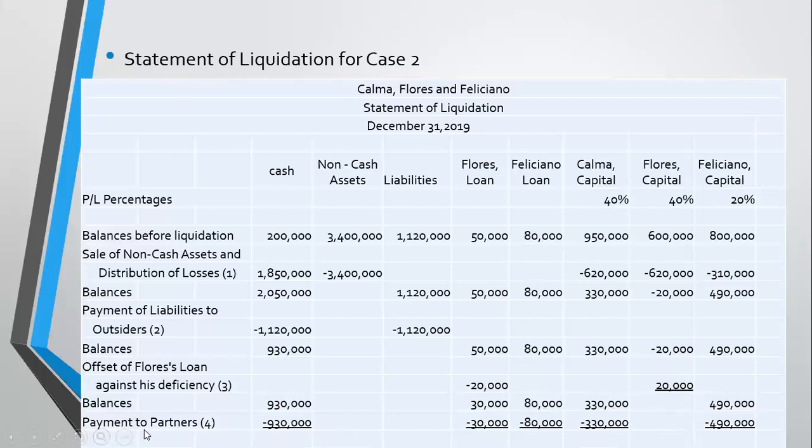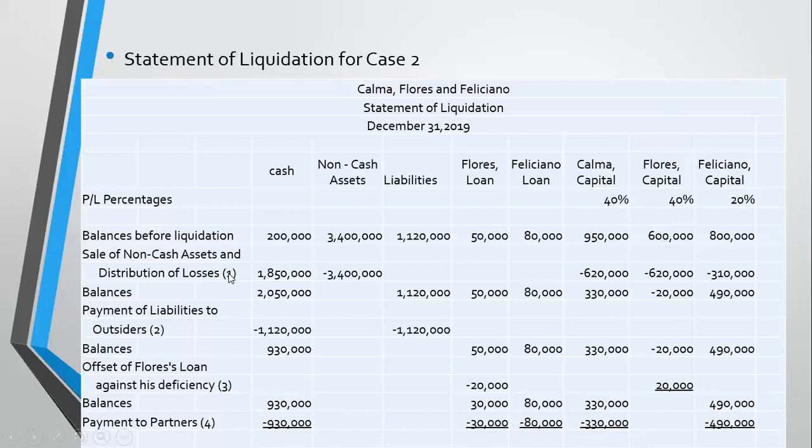Now, how are we going to distribute the 930,000 for payment to partners? Yung 930, ibabalik na natin. 30,000 for Flores in a form of loan. 80,000 for Feliciano doon sa kanyang loan. And then we have Calma Capital 330. Si Flores wala nang babalik sa kanya. Okay. And Feliciano is 490. So, adding all this, itong ating mga binalik sa partner, the total is 930,000.